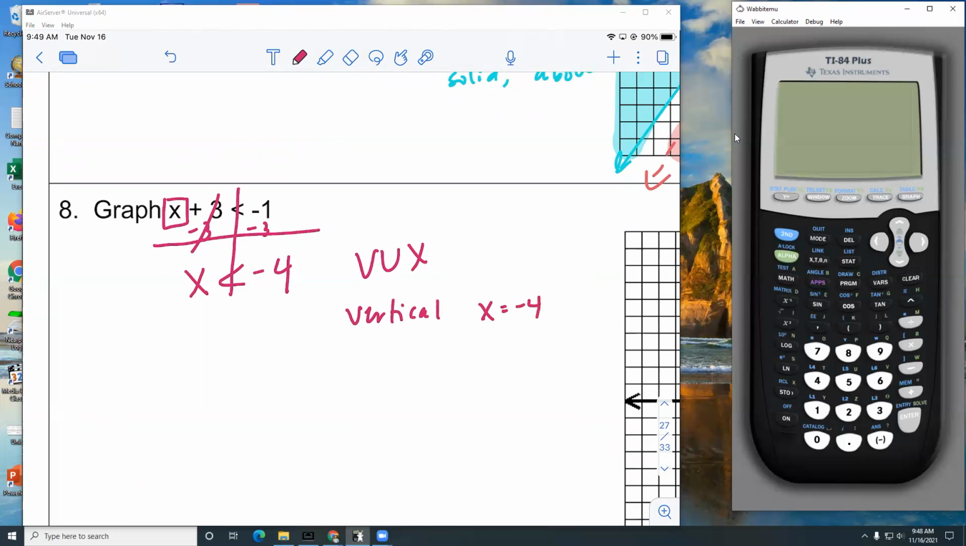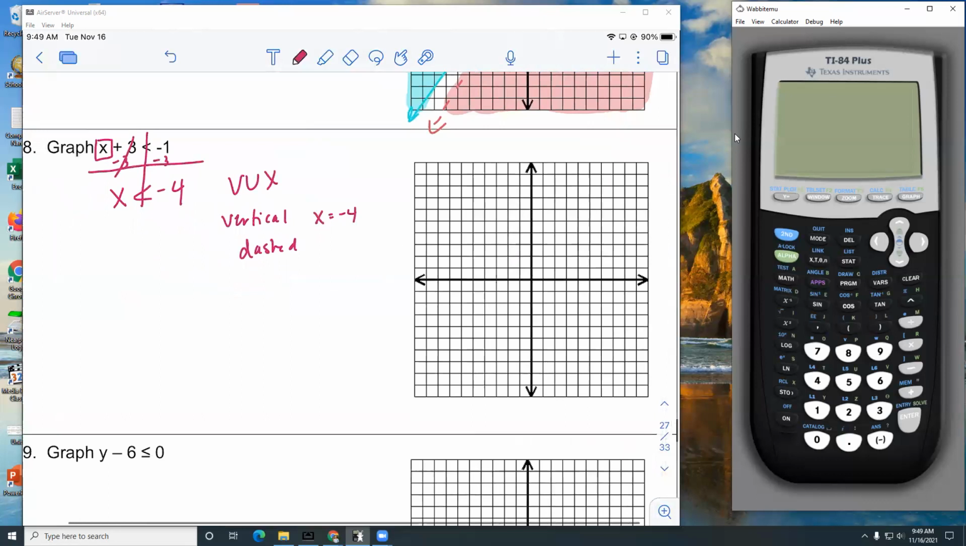It is just less than, so it's going to be dashed, and then we'll figure out where to shade, all right? So go over to x equals -4 and draw in your dashed vertical line at that point. Now, I want all x's less than -4. Less than is pretty easy because it's going to be to the left. That's where all of my x's are getting smaller. So I'm shading in the direction where my x's are getting smaller.